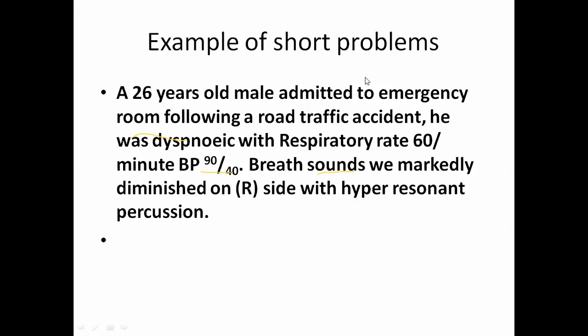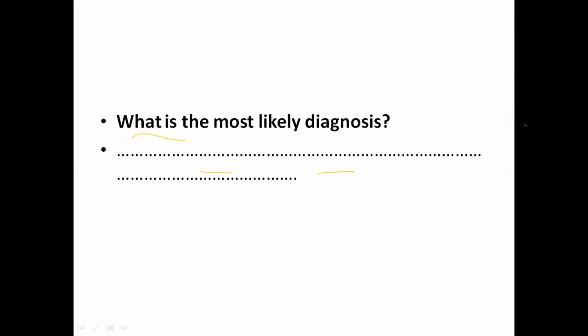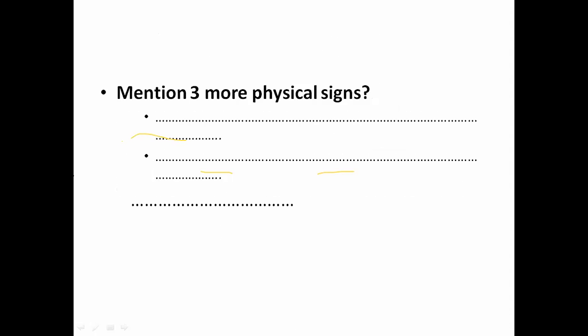What is the most likely diagnosis? Tension pneumothorax. Tension, because the patient is hypotensive. And this hypotension is due to compression on the heart and the major vessels. It is most likely a tension pneumothorax. More physical signs, 3 more physical signs.